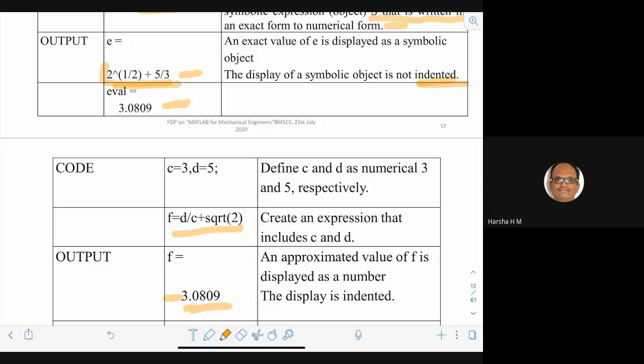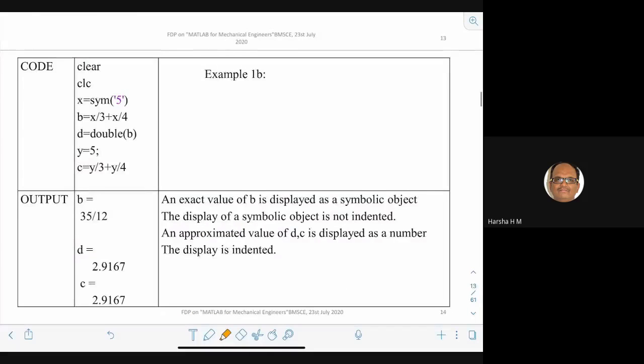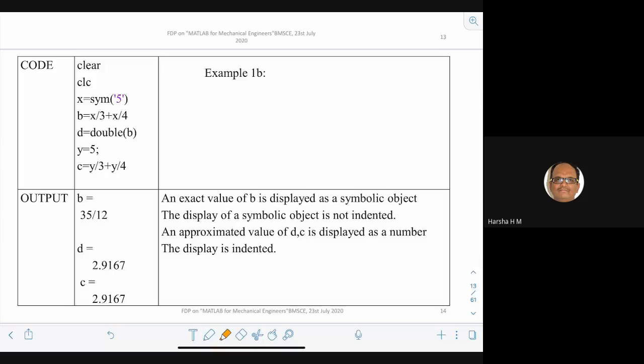Next, we'll look at some more examples to have a better understanding of this. Suppose you take this code. Of course, for every code, as Professor Narari said, clear and CLC is a very important thing. It's better to clear all those things in the database. Now, X is defined as sym 5 here. And when you say B is equal to X by 3 plus X by 4, the output will be 5 by 3 plus 5 by 4, and that will become 35 by 12. Still, it is not a number. It is not indented.